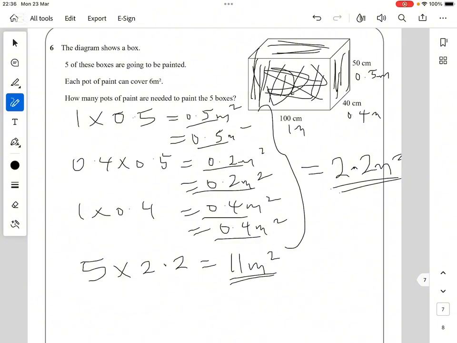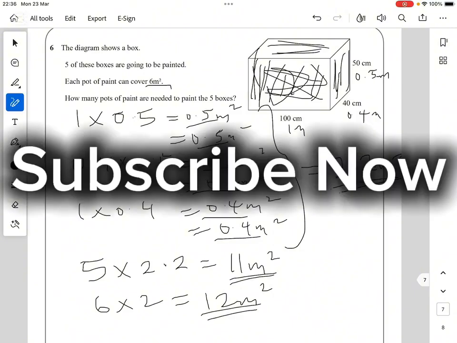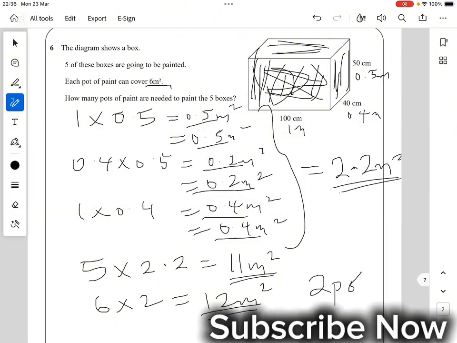Now each pot contains 6 meters squared. So if you do 2 pots, 6 times 2 gives you 12 meters squared in total surface to cover. So we're going to need 2 pots, so that when you spend the 11 meters squared, you may have 1 meter squared excess, or it can cover for the spillage and the rest. So 2 pots of the paint will be required to paint 5 boxes of this dimension.